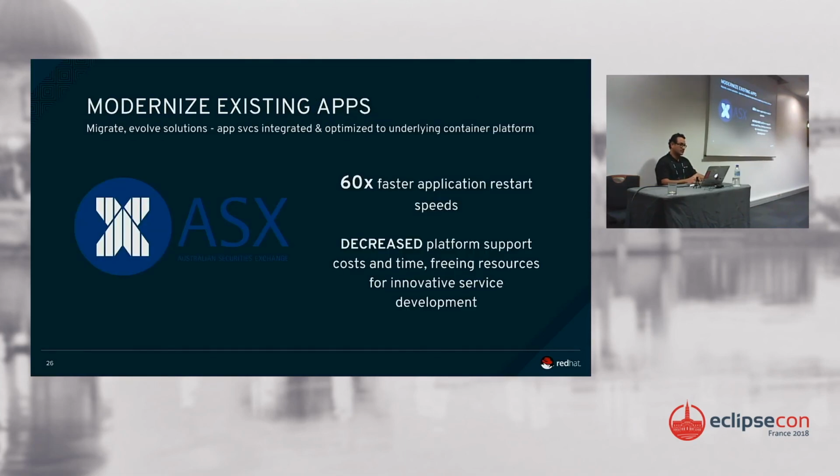The second customer success is the Australian Securities Exchange, and they had existing applications that they decided to modernize using cloud native app dev principles, and they were able to migrate and evolve those solutions using microservices and running all under a container platform. The results that they saw were 60 times faster application restart speeds, and also they saw a decreased platform support cost and time, as well as freeing resources for innovative service development.